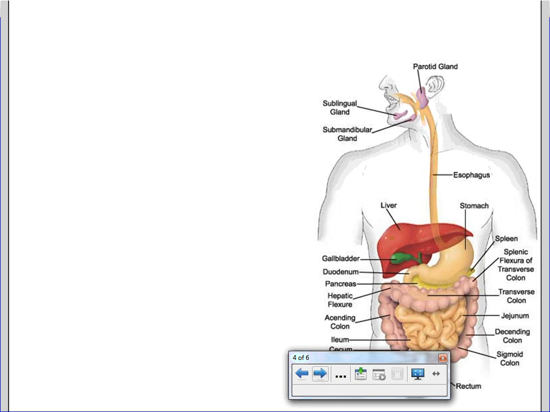So first thing is ingestion, and we're going to take the food into the mouth, and in the mouth we're going to masticate the food.